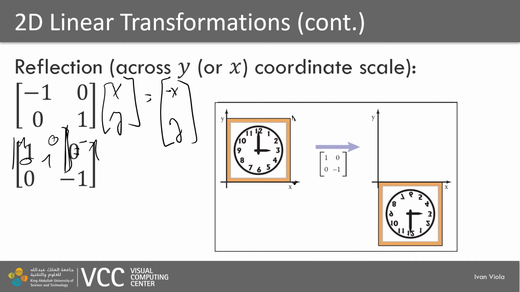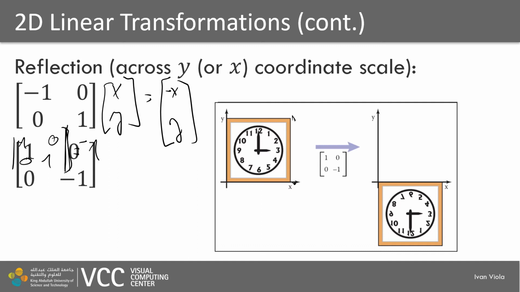Now this was only with ones on the diagonal, plus or minus. However, we can combine reflection and scaling together by having non-unit values present in such a matrix. So if on the diagonal we have a varying sign, however, not ones but other numbers, this will correspond to a reflection and a scaling.